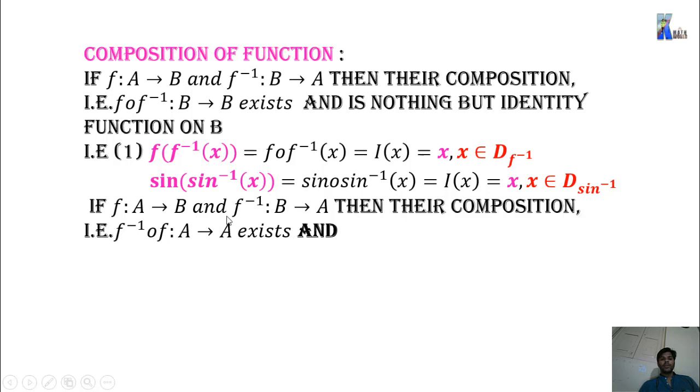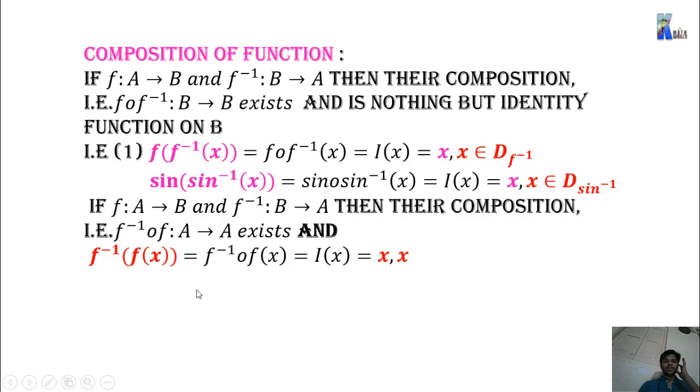So f from A to B and f inverse from B to A, in the same way, then another composition, f inverse of f. This time to write the function, you require the domain. So the domain of the back function, the domain of f, that is A. And the codomain of f inverse, you can see here, is A. So you get A to A. So again it will be the identity function. So in the same way, like this you get f inverse of f x. That will be again the identity function.